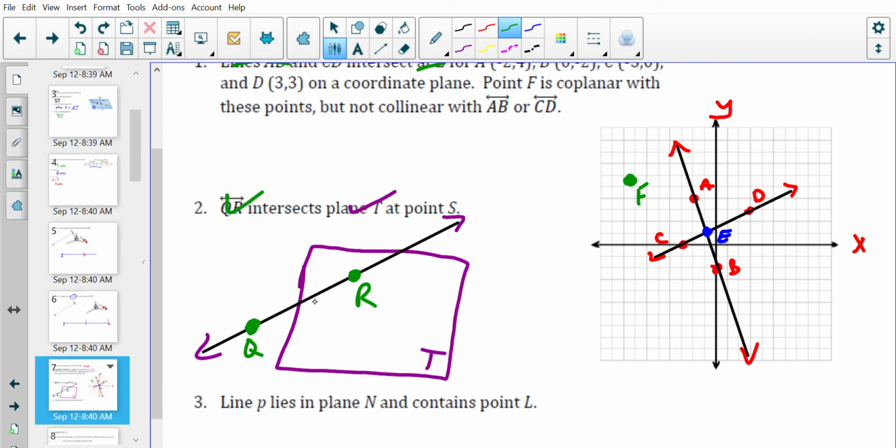So here we have 2 points of intersection. So that means I can either put point S here on the left-hand side of the plane, or I could put point S up here on the top part of the plane. We'll go down the line, Q, R, and we'll say that is point S.